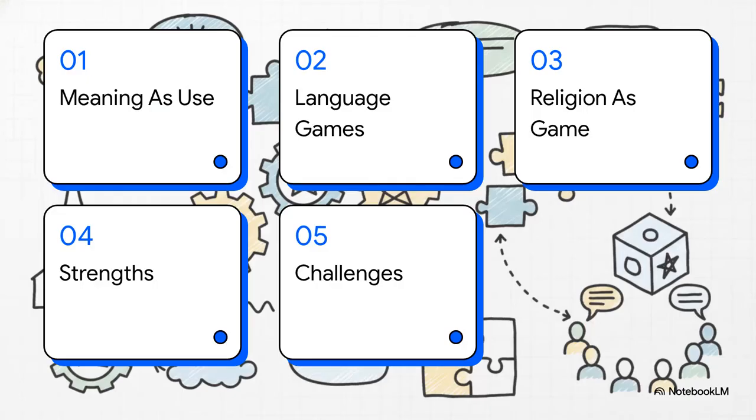to discuss today. Here's our quick roadmap for this explainer. First, meaning is use. Second, the language game theory itself. Third, religion is a game. Fourth, the strengths of the theory. And fifth, the challenges and criticisms.